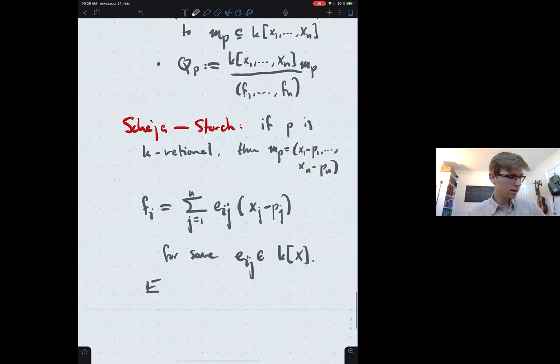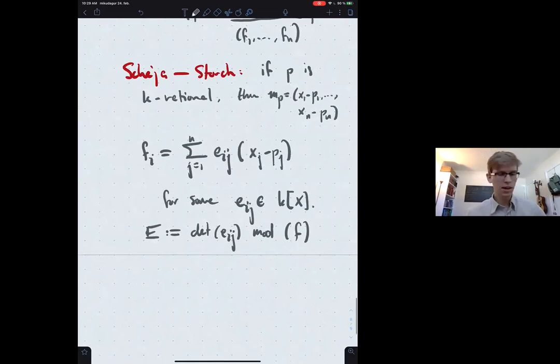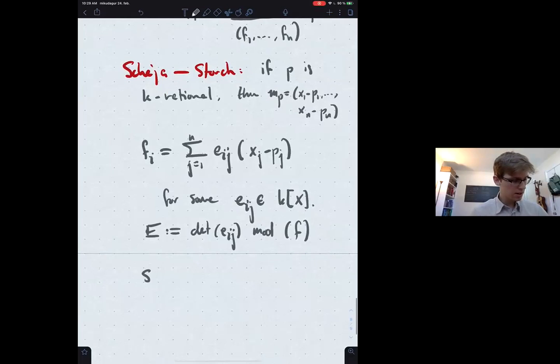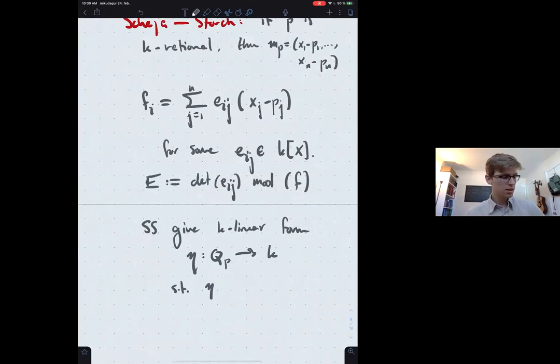Okay, and then we define capital E to be the determinant of these E_ij's mod out by F_1 through F_n. And Scheja and Storch give us a linear form, a K-linear form, which they call eta. And it goes from this local algebra down to K. And it satisfies eta of this element E equals 1. So this is kind of the first thing that they do for us.